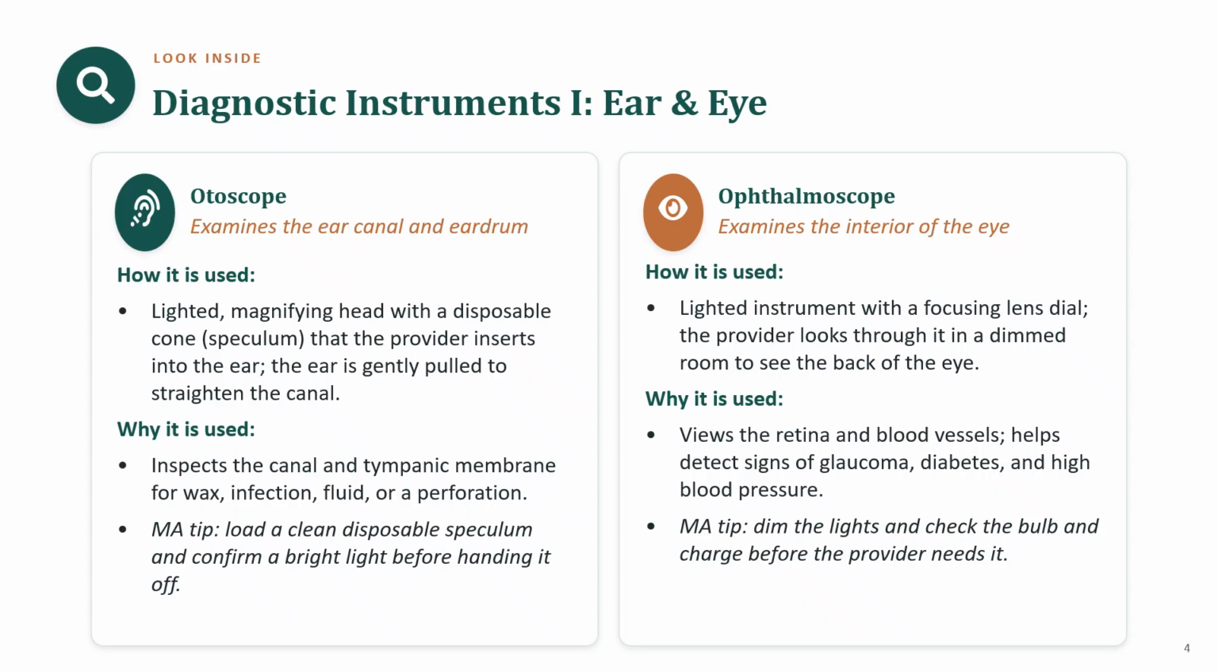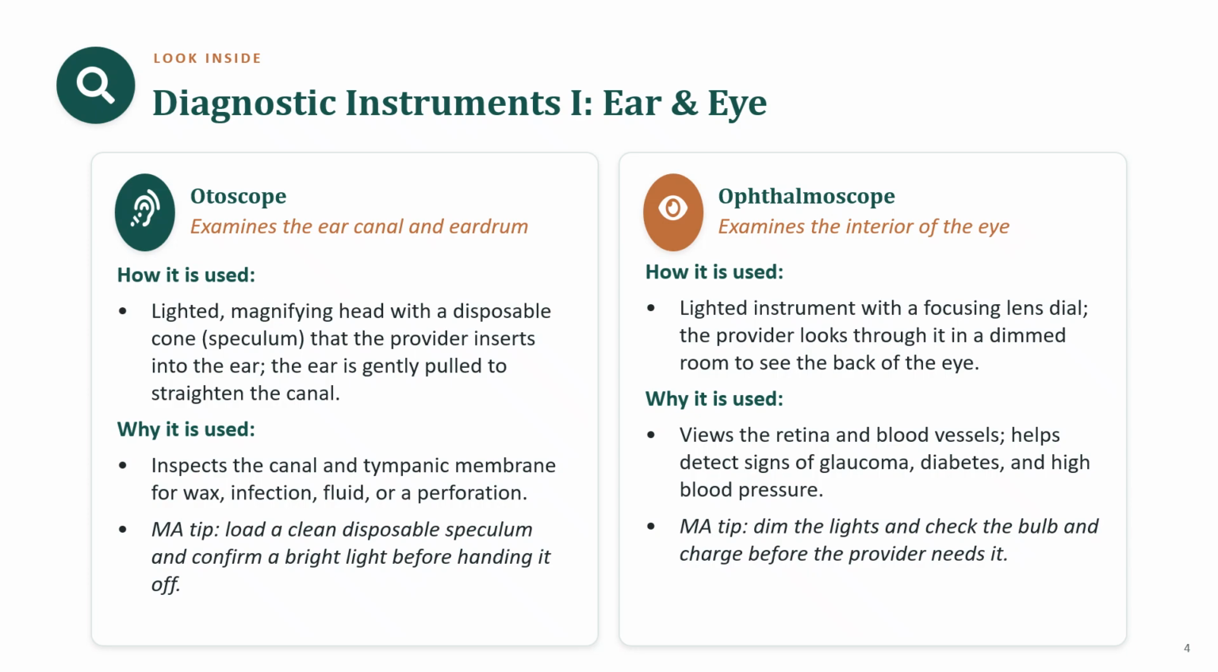To look in the ear canal and the eardrum, checking for wax buildup, infection, fluid behind the eardrum, or a perforation. Your tip as the MA is to load a clean disposable speculum every time and confirm the light is bright because a dim light can make a healthy eardrum look abnormal.